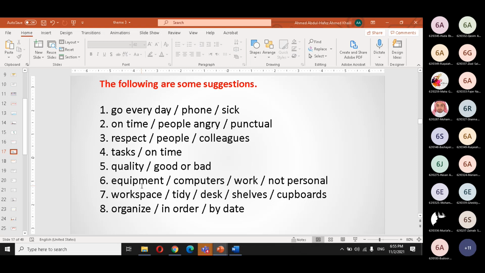And number 7, you must keep your workspace tidy, like desk, shelves, cupboards. And the last one, you must organize your files either in order or by date. Okay, in alphabetical order or by date. Okay. Now we will do something else.